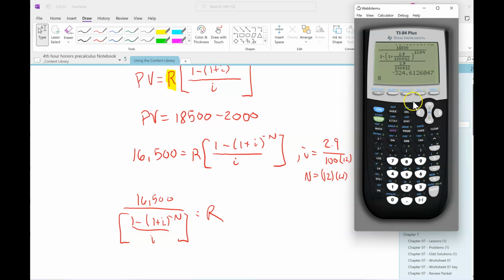Oh, I see what I did. Anybody see what I did? Forgot my negative sign. There we go. So I get $364.49.